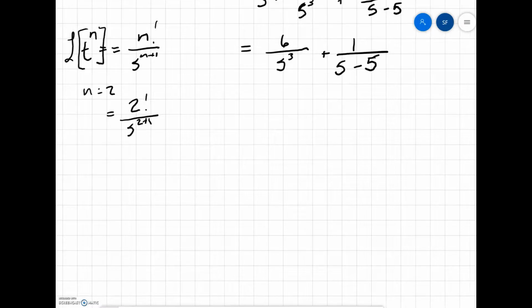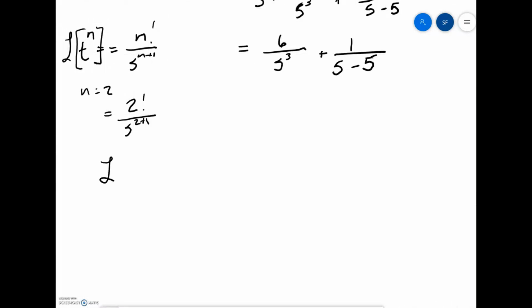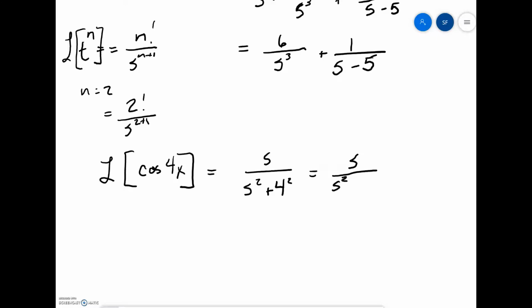So for a new example, we've got, what's the Laplace of, I don't know, cosine of 4x. So if we do the Laplace of cosine of 4x, then we look at our table, it looks like it's going to be formula 8. And so we've got s over s squared plus, in this case, 4 squared, or s over s squared plus 16.